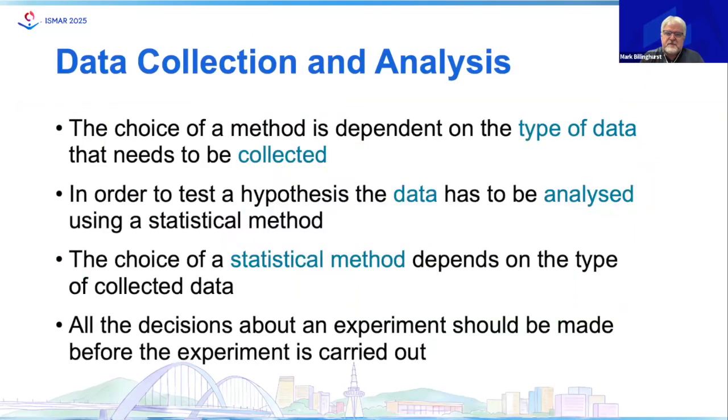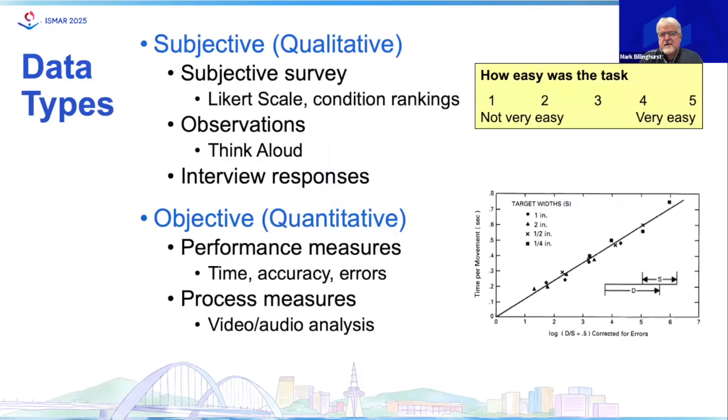And then, of course, you have to do some data collection. The data types you collect generally can be either qualitative or quantitative, so subjective or objective data. Subjective data is like surveys or think aloud. Objective is performance measures like time or accuracy, or if you've got a video of a person doing the task, you may count how many times they do certain things in the video.